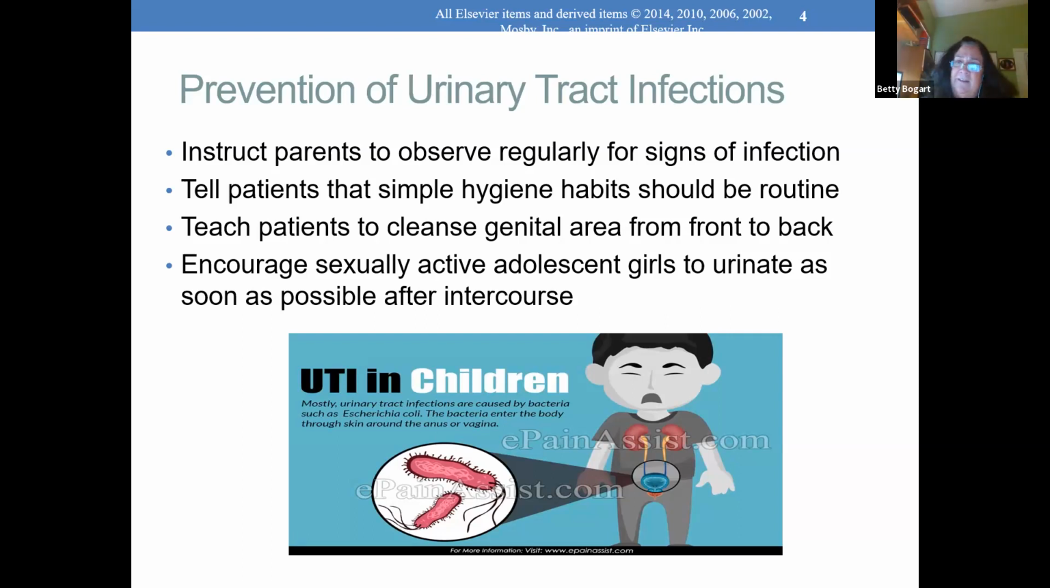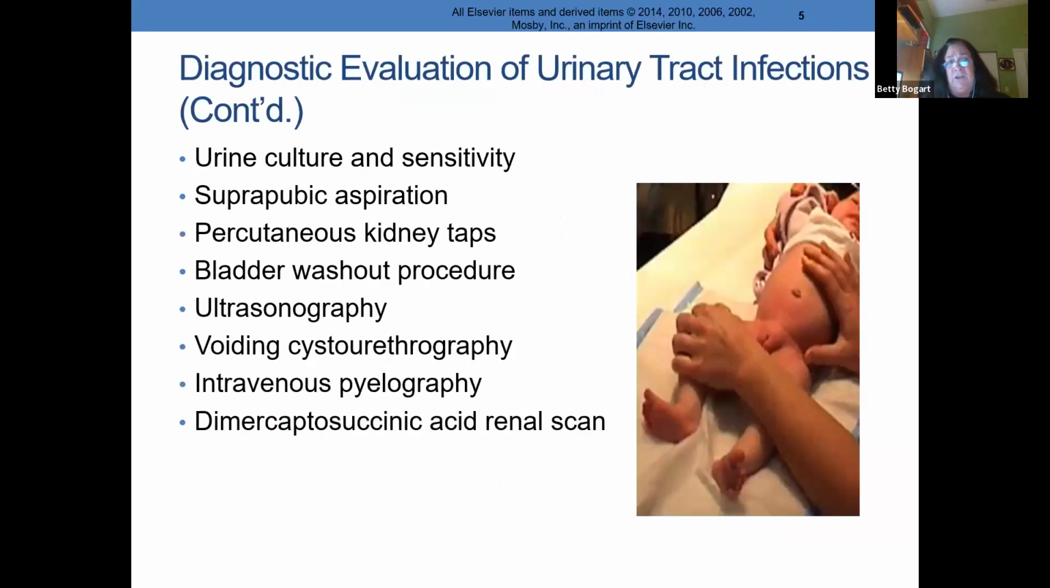And then the adolescents. I mean, we know we're supposed to say that, yeah, you should be abstinent, but we know adolescents are going to do what they want. So if they're having frequent urinary tract infections, one of the things we can tell them is to urinate as soon as they can after intercourse, and that does decrease the incidence of urinary tract infections.